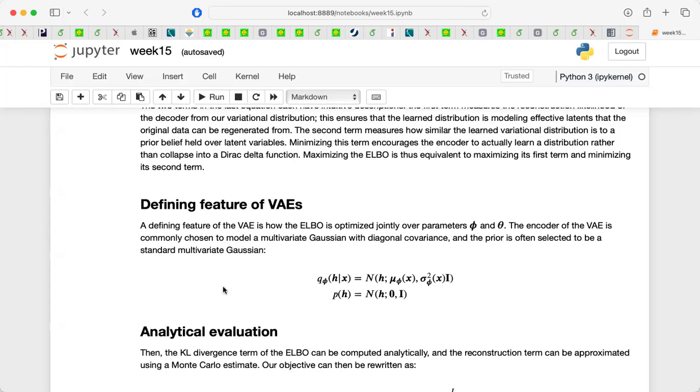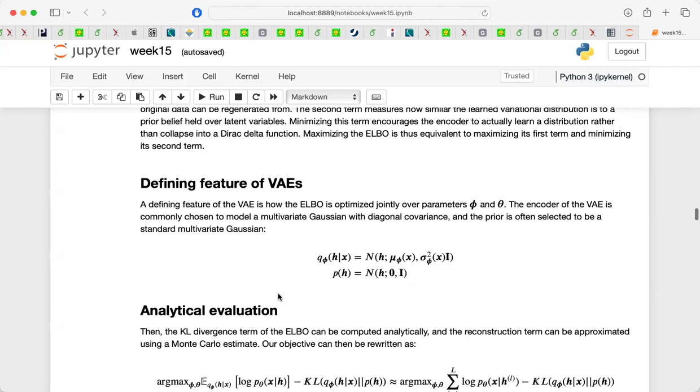So what happens then, we need to set in some actual terms. One of the defining features of a variational autoencoder is how this lower bound is optimized over the parameters phi and theta. The encoder of the variational autoencoder is commonly chosen to model a multivariate Gaussian with a diagonal covariance. This is the most common choice. And the prior is often selected to be a standard multivariate Gaussian in terms of these latent variables with zero mean and a variance equal to 1.